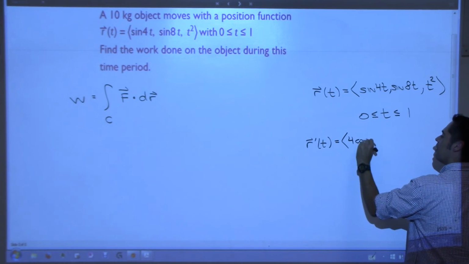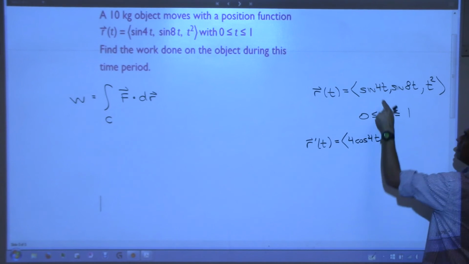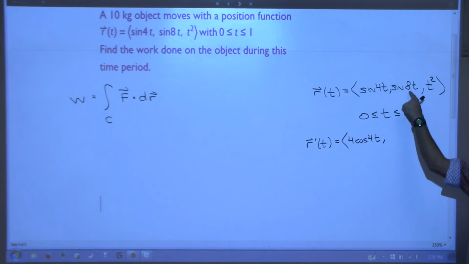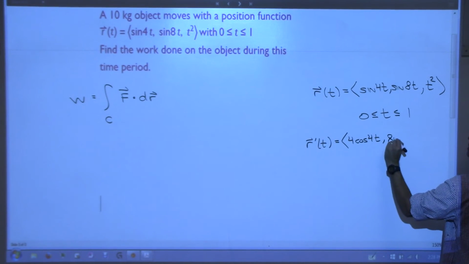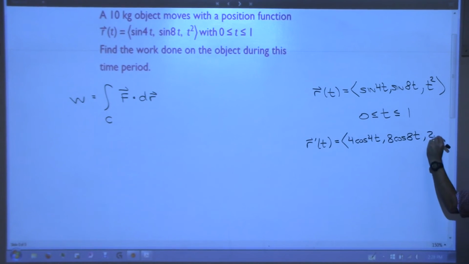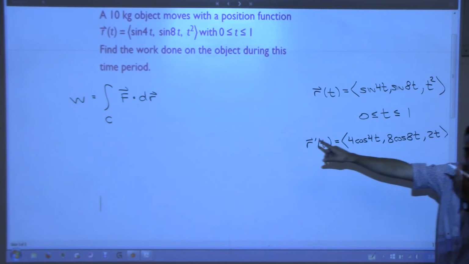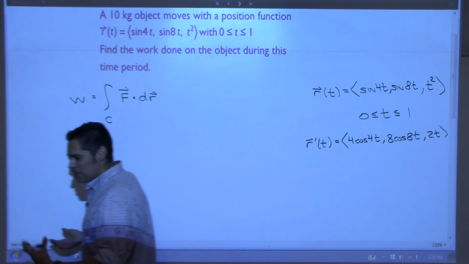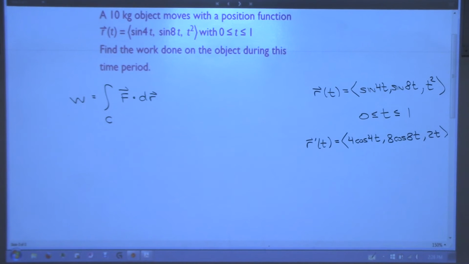4 cosine 4t is the derivative of this, right? And then 8 cosine 8t is the derivative of that, and then this was 2t. So I'll need that in my formulation for this. Anyone notice something's missing here? The field, right?